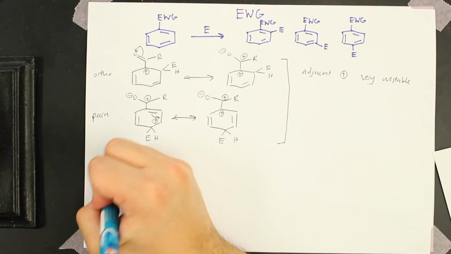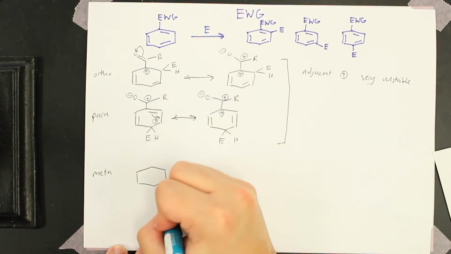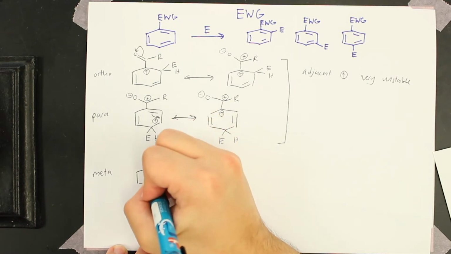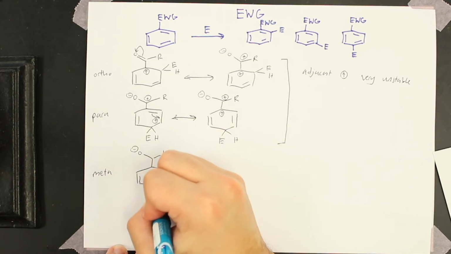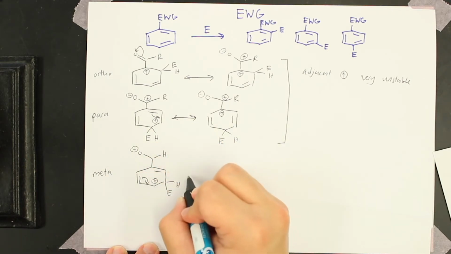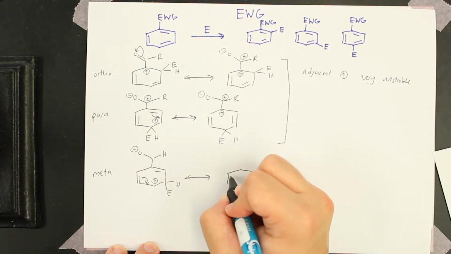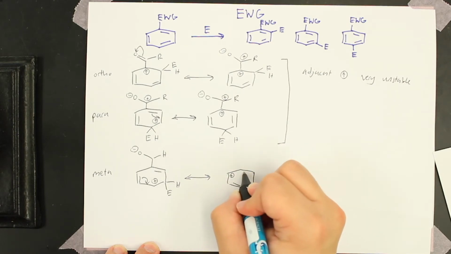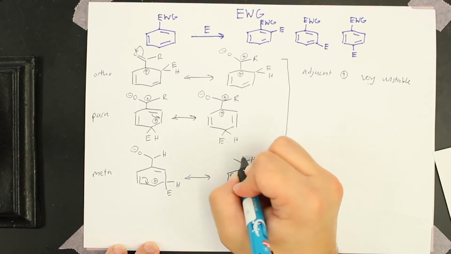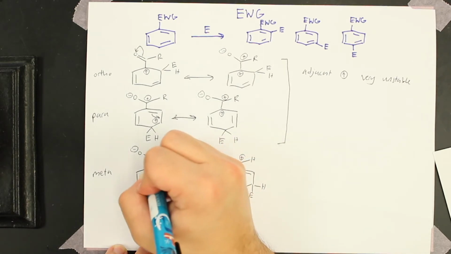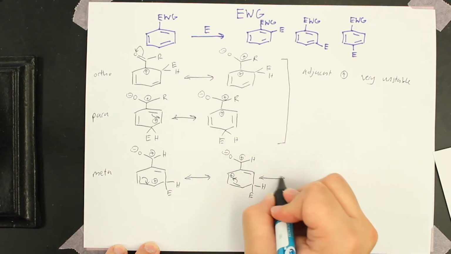If we look at a meta-substitution pattern, okay, so let's say the electrophile added to the meta-carbon, okay, and then here's our carbonyl. Okay, if we shift this pi bond here, the positive charge will now be on this carbon. Oops, I forgot a positive charge here. Okay, and we can push electrons that way.